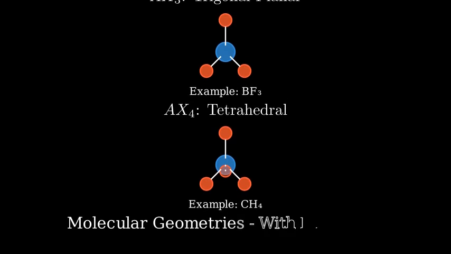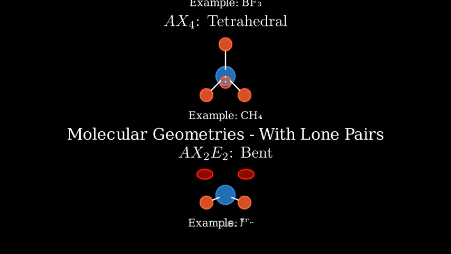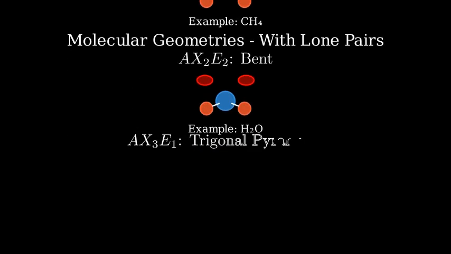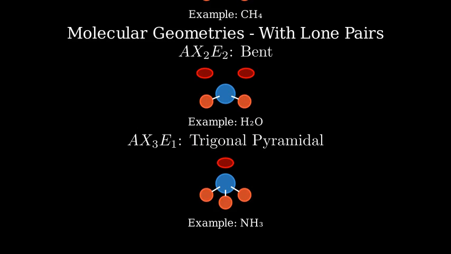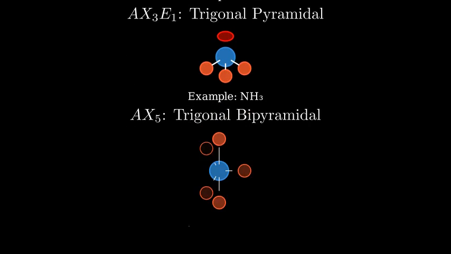Let's continue with more geometries that include lone pairs. AX2E2, bent geometry. Example, water, H2O. AX3E1, trigonal pyramidal. Example, ammonia, NH3. AX5, trigonal bipyramidal. Example, phosphorus pentachloride, PCl5.